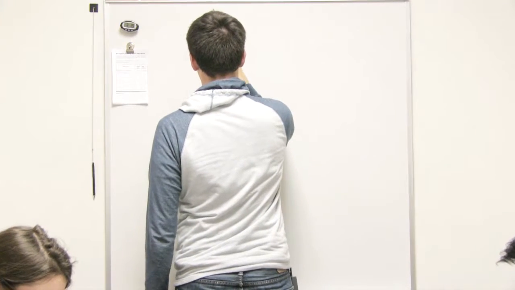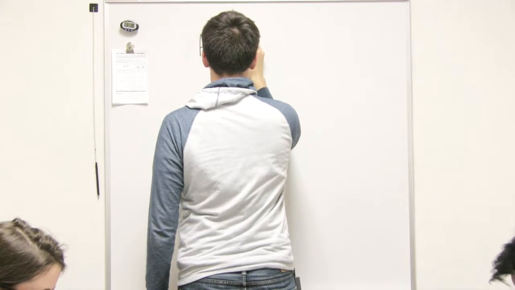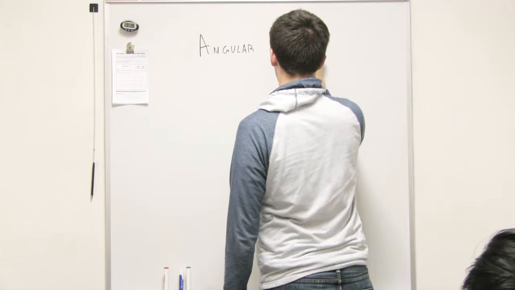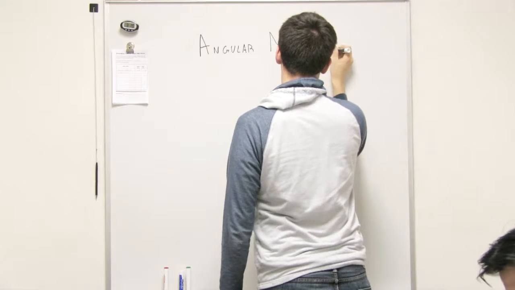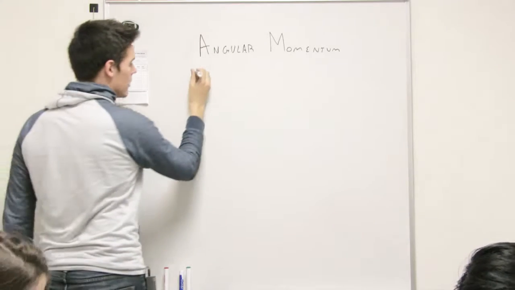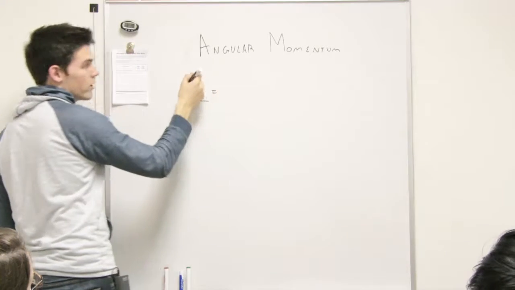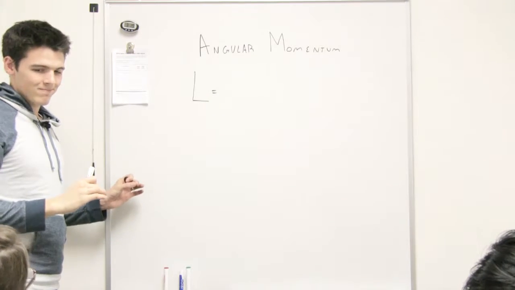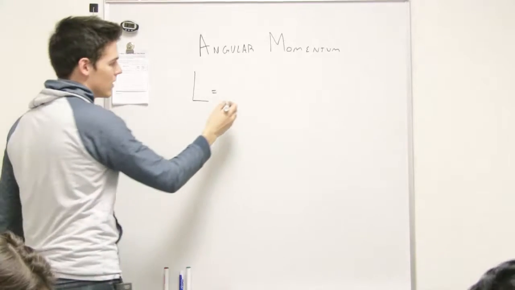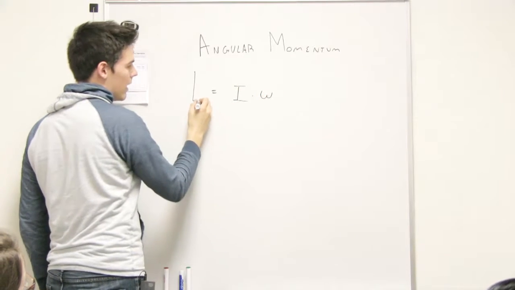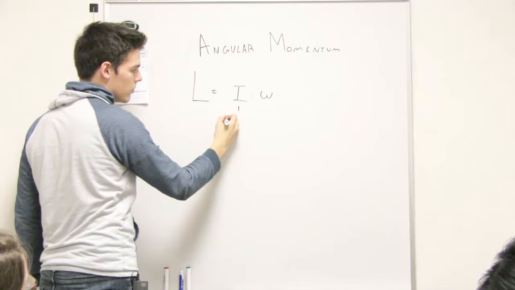L equals I theta. Or wait, I omega. Angular momentum is denoted as L, kind of like how regular momentum is denoted as P, which doesn't make sense at all. That's how it works. So L equals I omega.